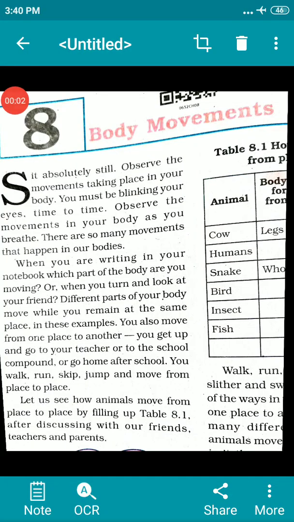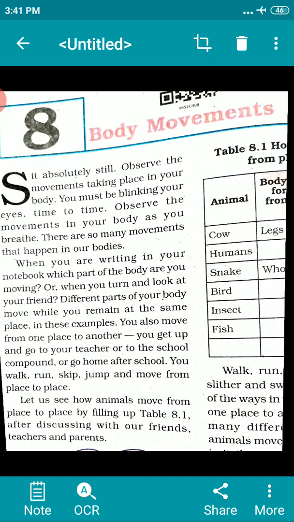Hi, children. Sit absolutely still. Observe the movements taking place in your body. You must be blinking your eyes from time to time. Observe the movements in your body as you breathe. There are so many movements that happen in our bodies.